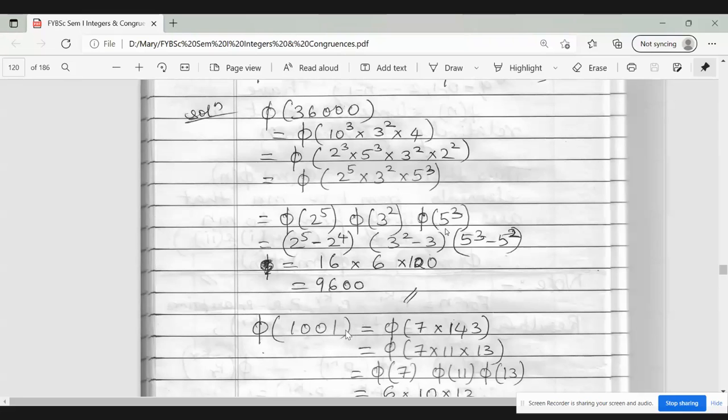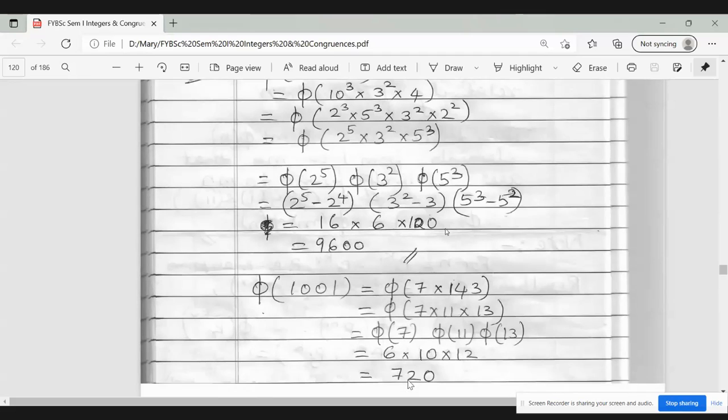It's not prime. Okay, so 7 into this, 7 and 143 is the factor. Then you write this as 7 into 11 into 13. Okay, next is phi of 7. What is phi of 7?